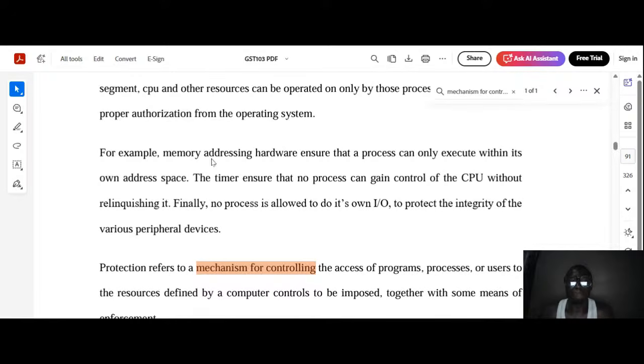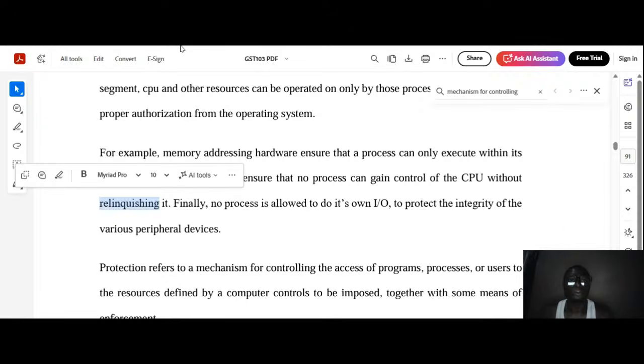Now, for example, memory addressing hardware ensures that a process can only execute within its own address space. The timer ensures that no process can gain control of the CPU without relinquishing it. Now, we have a short class work. Before we continue reading, kindly check the meaning of the word relinquish. I will drop it there for you in the chat box so you can relate with it. What's the meaning of that word? Relinquish.